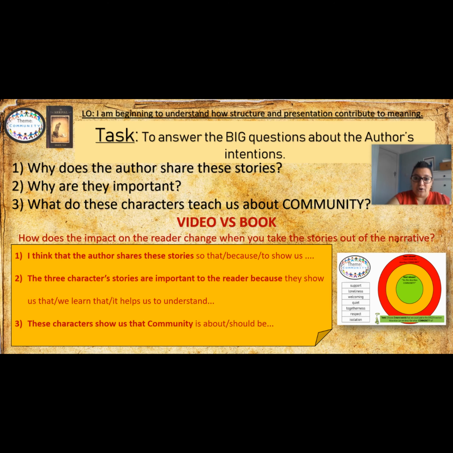I've given you some sentence starters below to help you out. I think that the author shares these stories to show us. The 3 character stories are important to the reader because they show, we learn that, it helps us to understand. And these characters show us that community is about, or community should be. And I've popped our initial image from our very first lesson about community on there just as a little reminder. Maybe you can go back to some of your notes to help you.